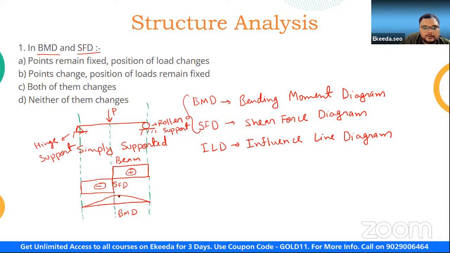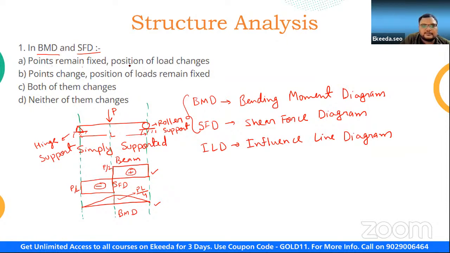I hope you all are aware of it. This will be nothing but P by 2. This will be P by 2. Here, this will be PL by 4. Let us say the length of this beam is L. So we have drawn the shear force diagram and the bending moment diagram. While drawing them, let us go through the options.